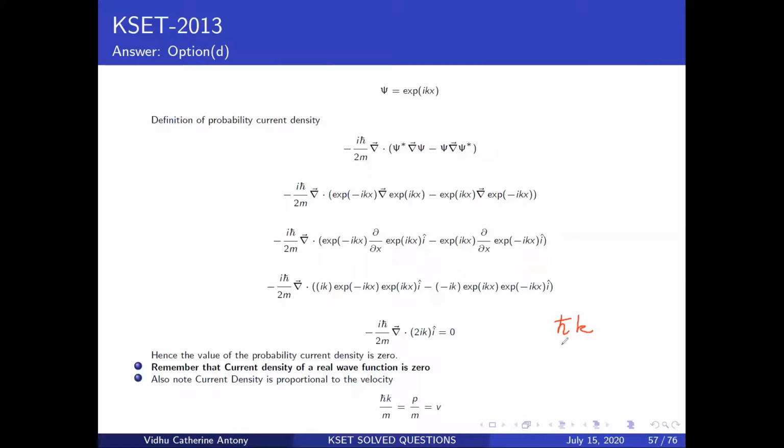What is your h cross? Your h cross is basically h by 2 pi. And what is your k? k is equal to 2 pi by lambda. So basically what you end up getting is h by lambda, which is actually the definition of your momentum. If you remember the de Broglie wavelength that you wrote, you ended up getting h by p for it. So that's actually going to give you your momentum.